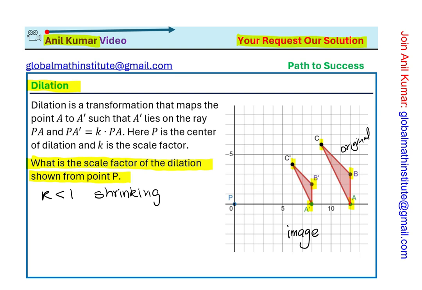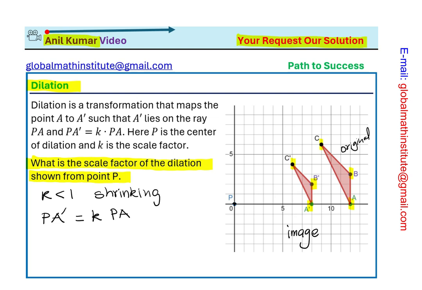To find that, it is a simple ratio, a multiplication factor. So the scale factor is a multiplication factor. We need to find what P to A prime is. So we say PA prime equals the scale factor times the original. The original distance is from P to A. Get the whole idea? So that could give you the scale factor.